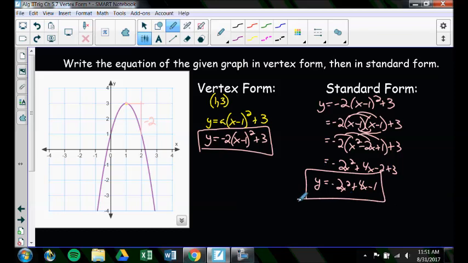This should have a y-intercept at +1, and if my math is correct, it does. That's a good way to check to see if you've done your converting correctly.